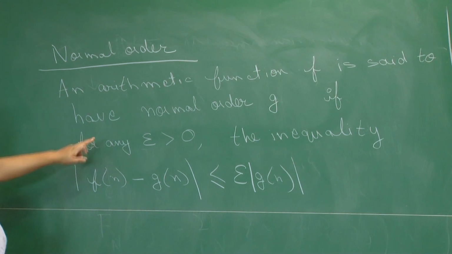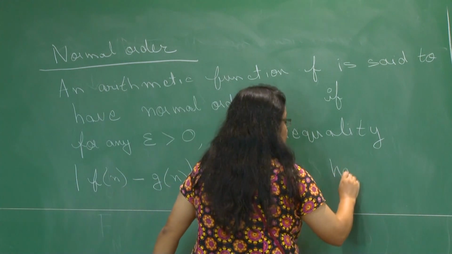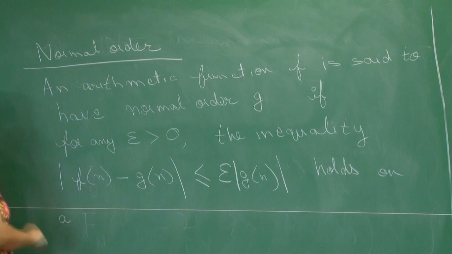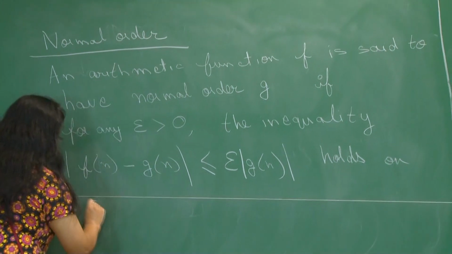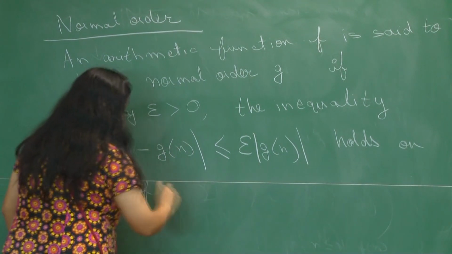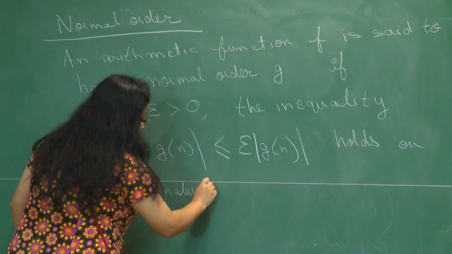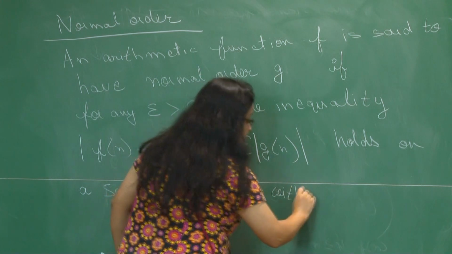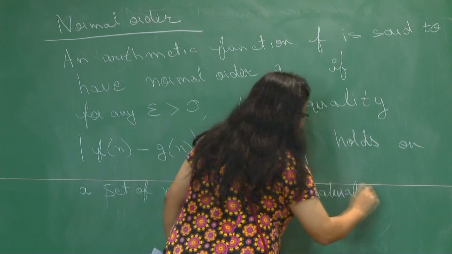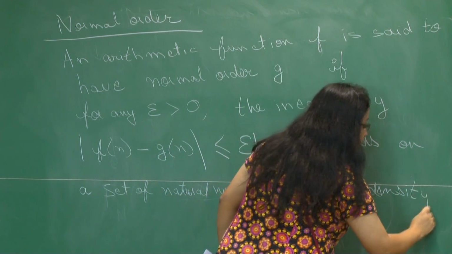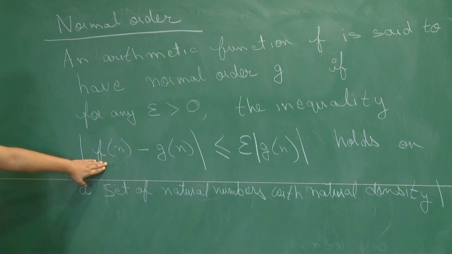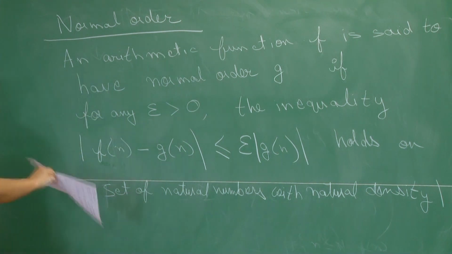So, for any epsilon greater than 0, if this inequality holds on a set of natural numbers with natural density 1, that means the set of natural numbers for which this inequality does not hold goes to 0. The natural density is exactly equal to 0.